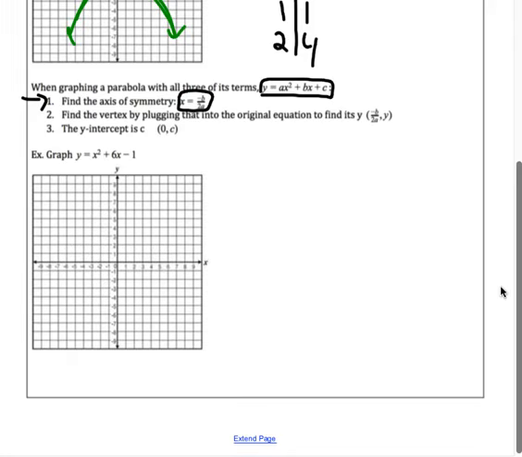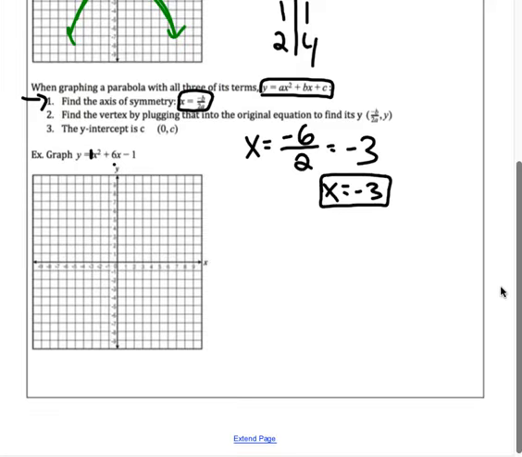So let's start there. Well, negative b, so here my b is 6. So I'm going to have negative 6 over 2 times a. Well, a is 1, so 2 times a is 2. So my axis of symmetry is going to be the line x equals negative 3, right there. All right, well, so that's a good start.